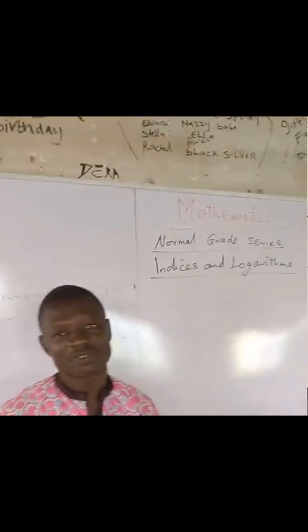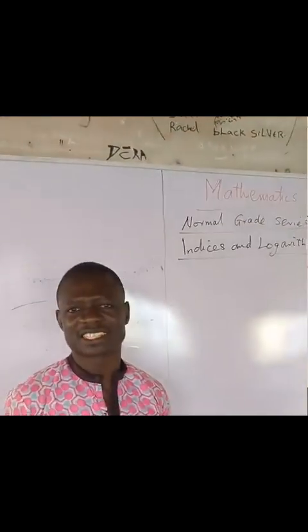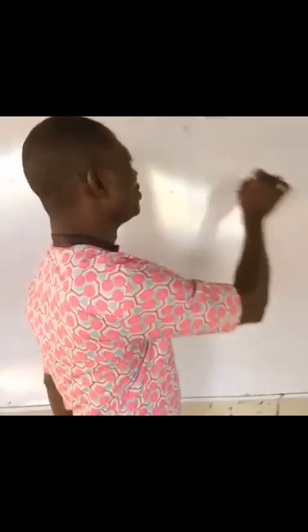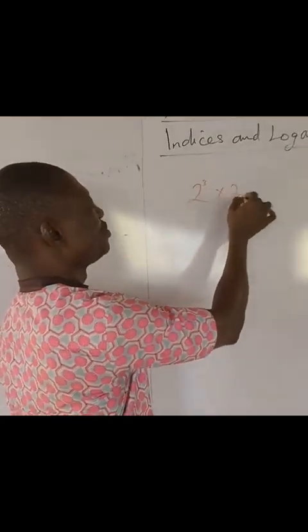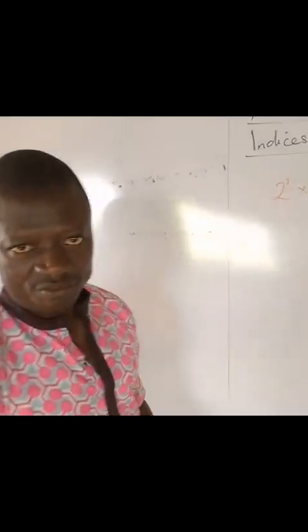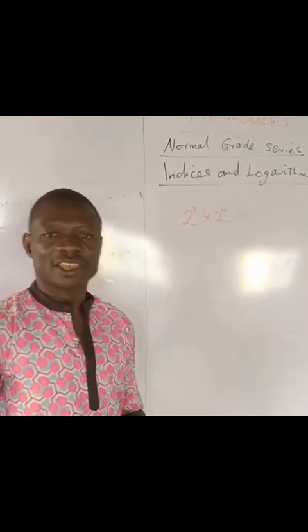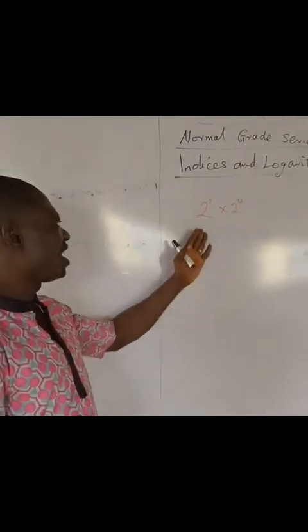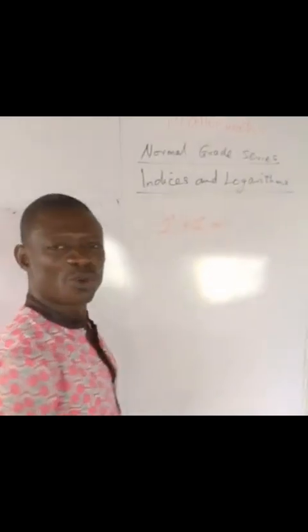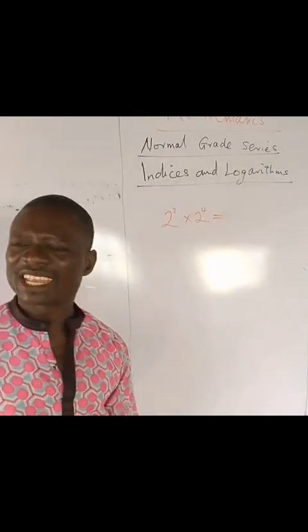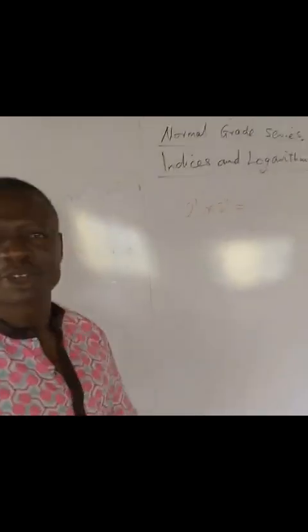Indices and logarithm. As we asked from the beginning, what is index and what is indices? If a number is written as 2 raised to the power 3 times 2 raised to the power 4, one would ask, is it right for us to say 2 times 2? If 2 times 2 is what we are going to say, according to what we have been doing before in ordinary operation, the operation here is multiplication.